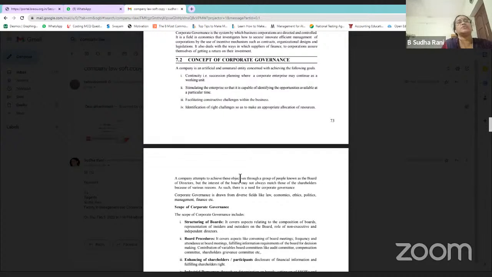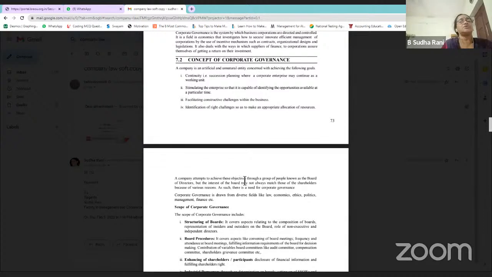So there is an assumption that continuity of business operations is one. The next one is stimulating its operations to reach its goals within the specified time. And the next one is facilitating constructive challenges within the business. To achieve the major goals of the organization, it facilitates certain challenges which are constructive.